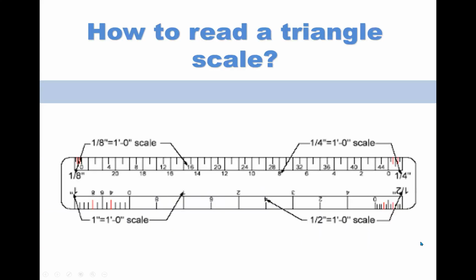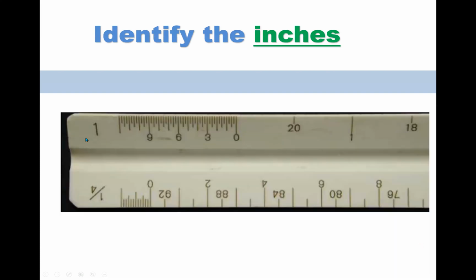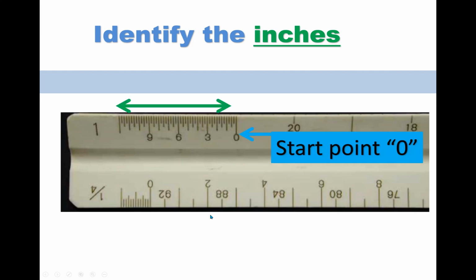How to read a triangle scale. We will identify the inches using the 1 and the 1 inch scale. So your starting point is 0. The arrows in green show the area where the inches will be read. So you start with 0 and you move on. You don't see 1 and 2, but you see 3.